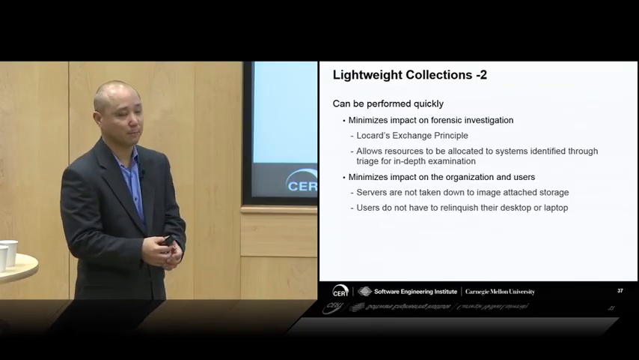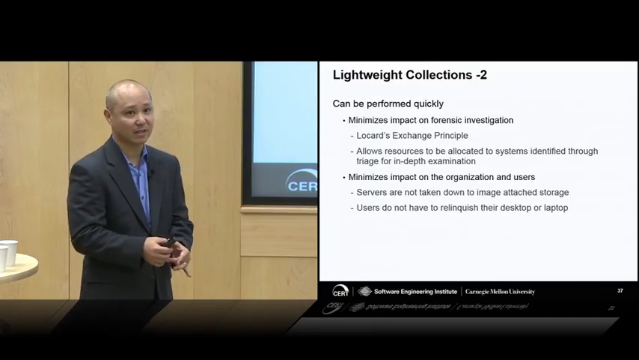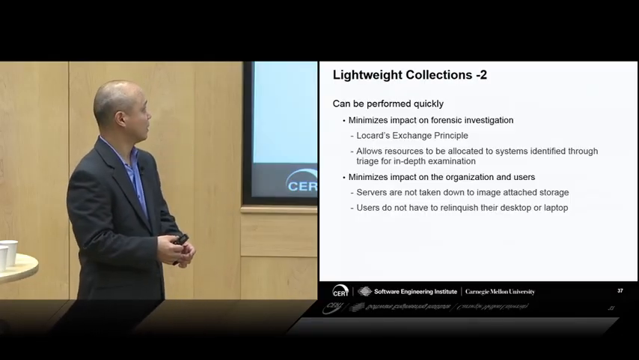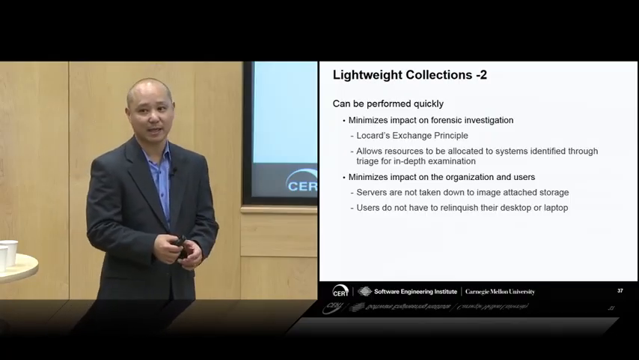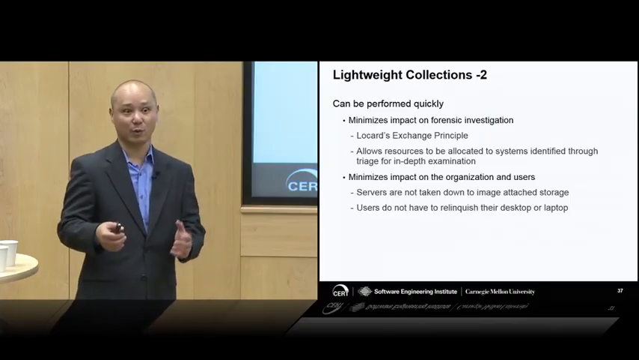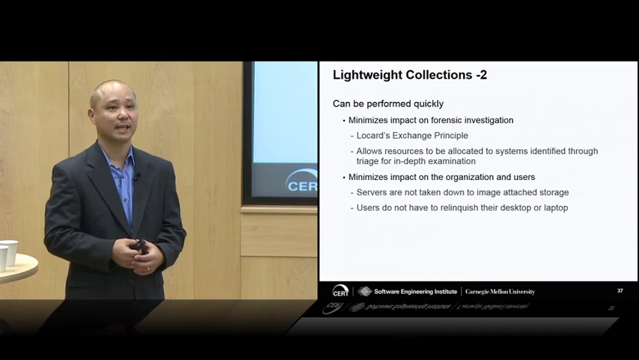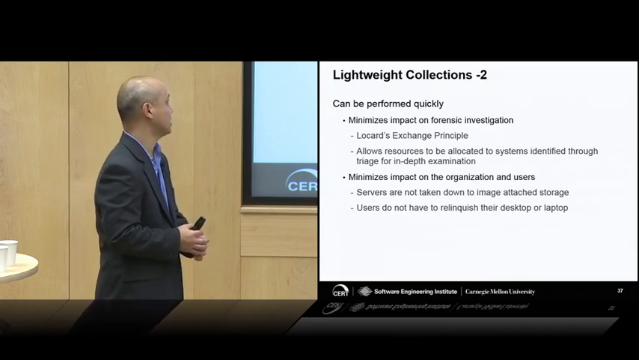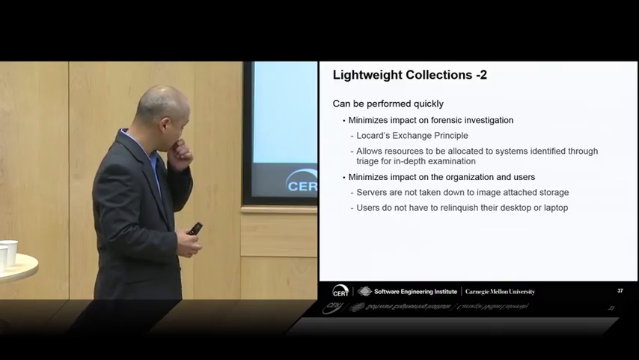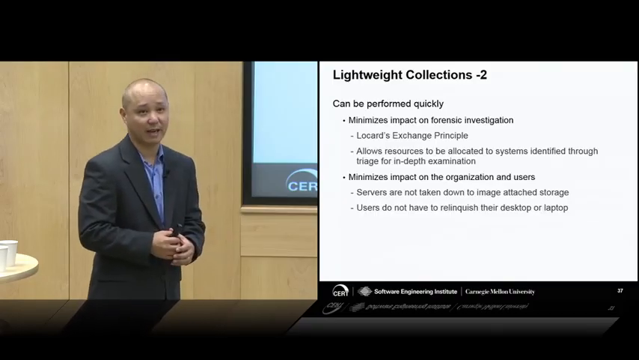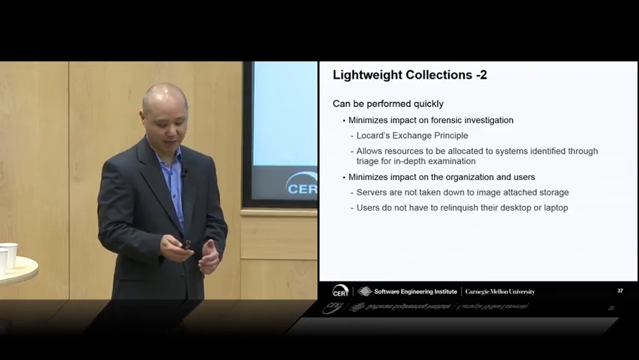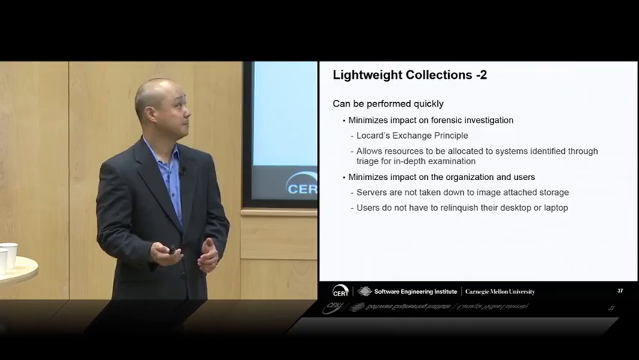Then, of course, a pretty big key is to minimize the impact on the stakeholders, right? The organization and their users, if at all possible. So going about it with the lightweight collections first, versus jumping in with your write blockers and all your hard drives, will minimize that impact. The servers don't have to be taken down, and the users don't necessarily have to relinquish their machines or go to a backup location and use other equipment.